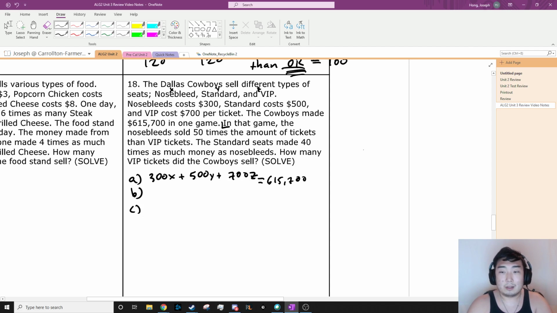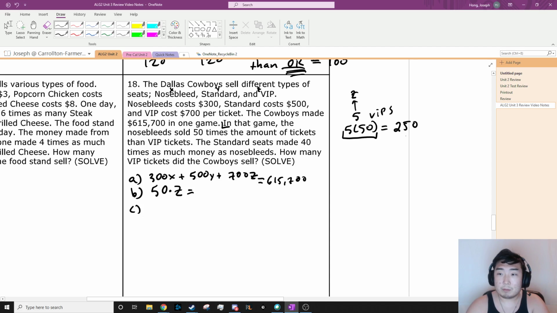So let's say I have 5 VIP tickets. That means that I would have to have 5 times 250 tickets, right? Or not 250, what am I doing? Times 50 tickets to make it equal 250. This is actually my equation right here. Remember, this is talking about VIPs, which is Z. So 50 times Z is equal to the number of tickets, and this would be my nosebleeds or my X's. So this is equal to X.